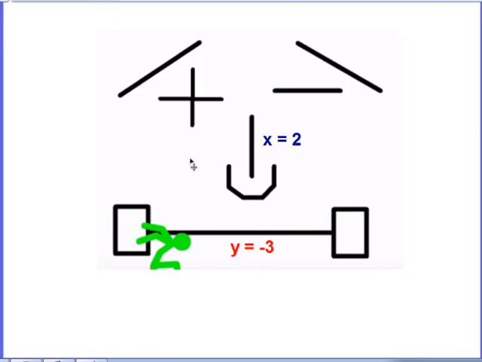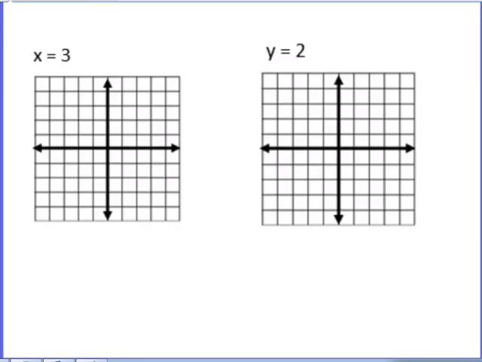Alright? Or we can remember the little face. If it's a vertical line, the equation would be x equals 2, x equals some number over here, and then it's an undefined slope. Remember, that's what that is. And then if it's a horizontal line, it's y equals negative 3 or some other number, and the slope is 0. So here's some examples and how we draw these.